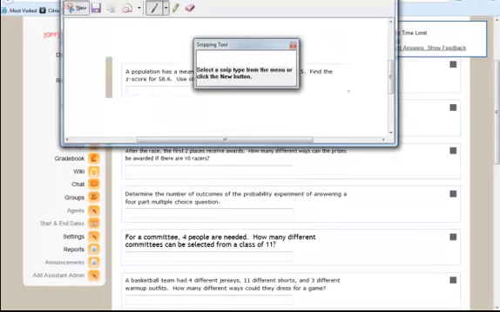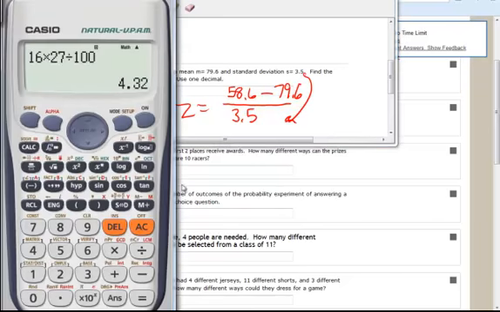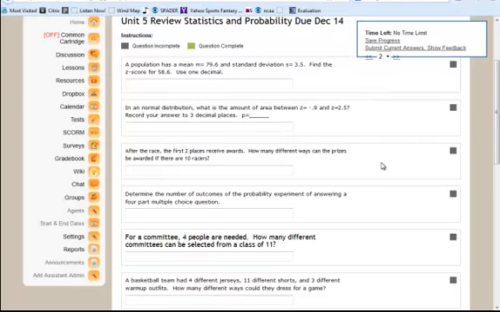Remember that for z-score, you have to divide by the standard deviation, so that goes on the bottom. The z-score is your value, subtract the mean, divided by the standard deviation, or on your calculator, 58.6 minus 79.6 divided by 3.5, and that will be your z-score. Next one.